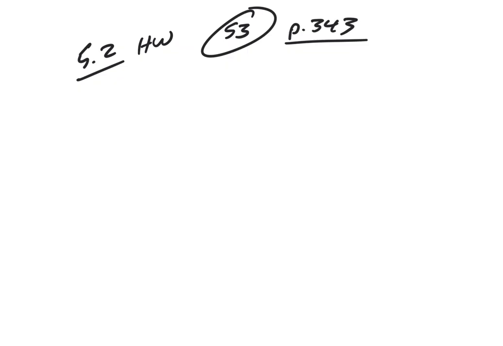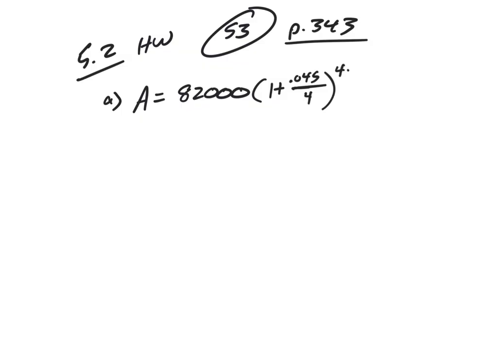Part A simply wants you to write an equation that represents the situation. And so that's where you'll use that formula that we did yesterday. So it says that we're going to invest $82,000 at 4.5% interest. So 4.5, when I move it to a decimal, would be 0.045. Quarterly is 4 times a year.